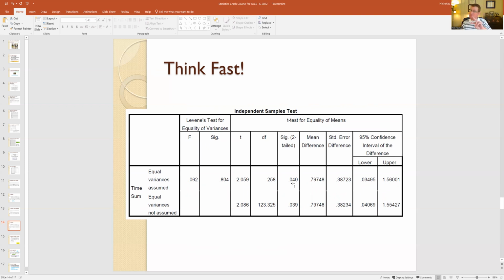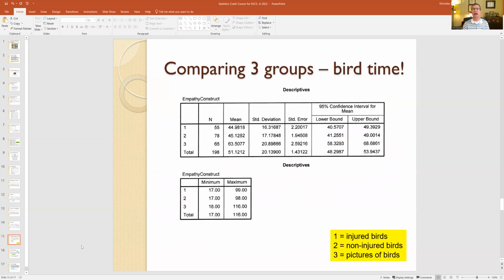Kind of cool. That's comparing two groups. Let's talk about what you do when you've got 3 or more. I'm going to go back to the birds data now for that. Take a look at 3 groups. I want to remind you, we had injured, non-injured, and a pictures group. Non-injured was number 2, injured was number 1, pictures was number 3. So you know where your codes are over here, 1, 2, and 3.